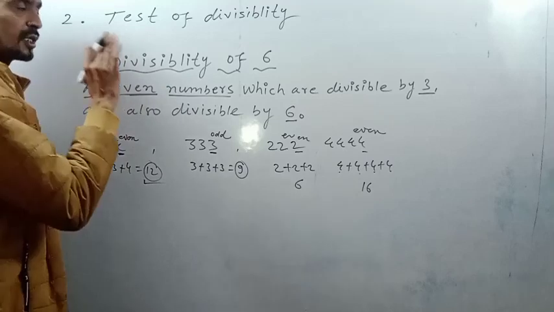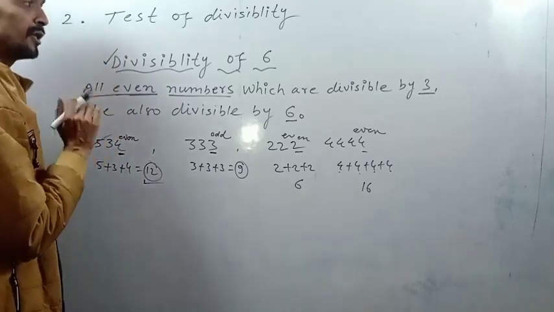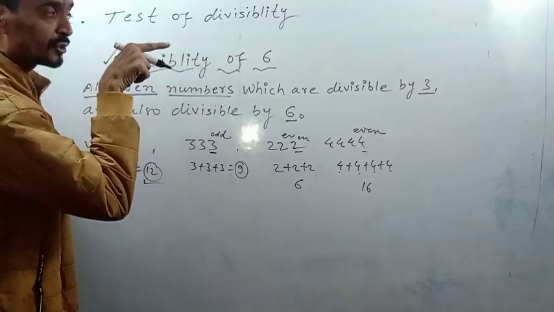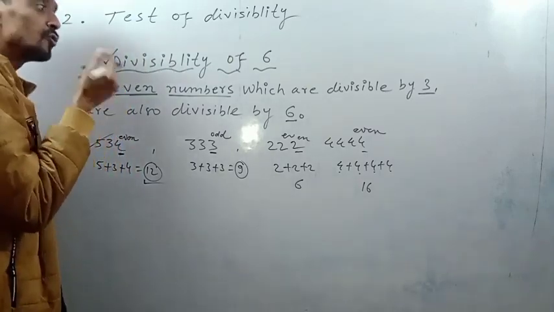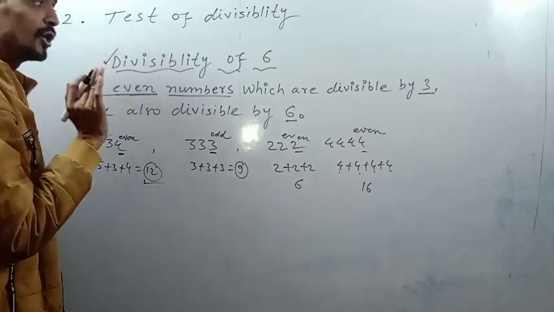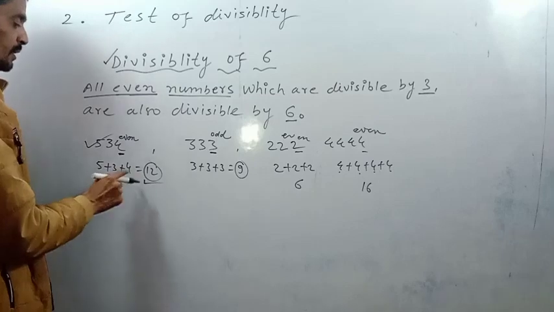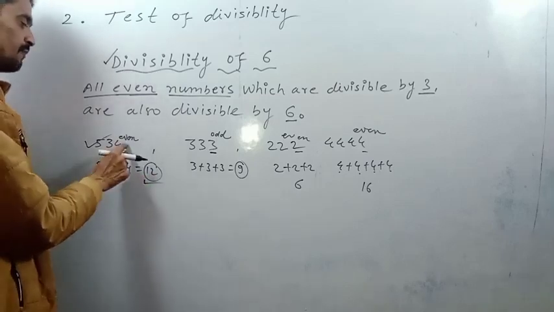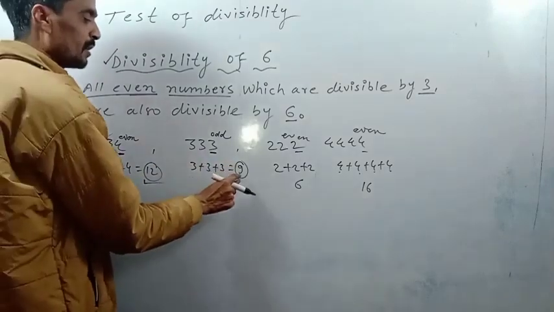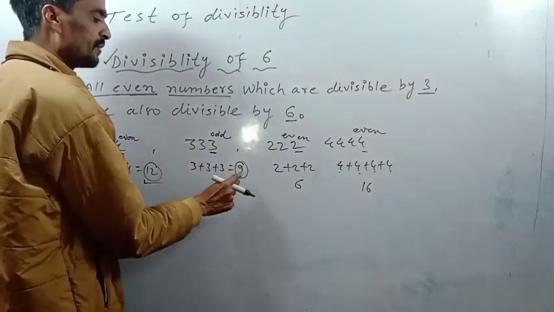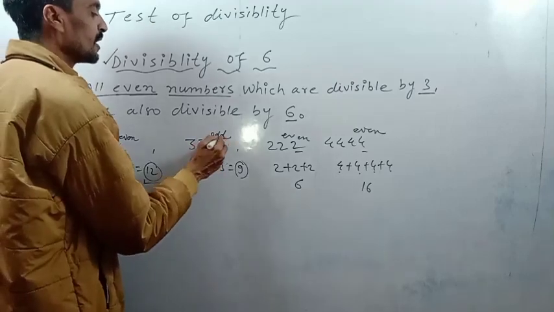While we are checking the 6 divisibility, we need to find all even numbers, and those even numbers are required to divide by 3. And if it does not divide by 3, even though it is even, it does not follow the rule of divisibility of 6. Here it is divided by 3 and also an even number, so it is also divided by 6. Here the sum of the given number is 9. It is divided by 3 but not by 6. Why? Because it is an odd number.